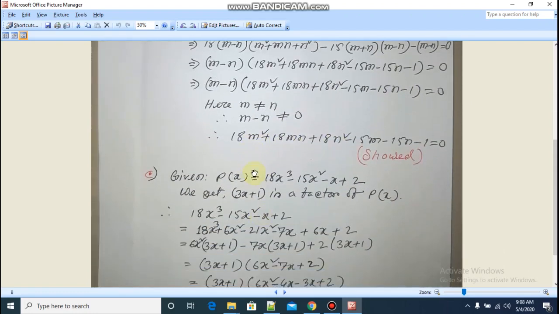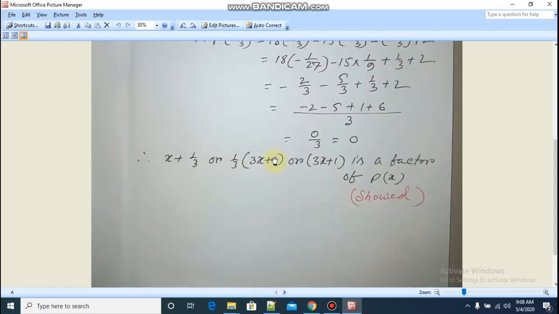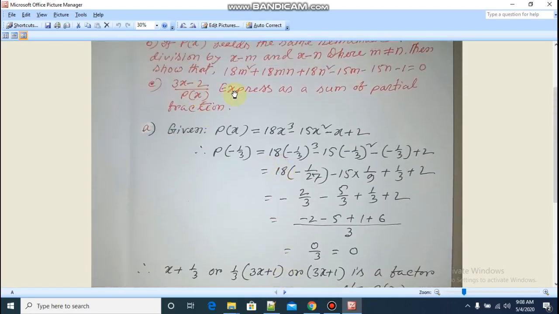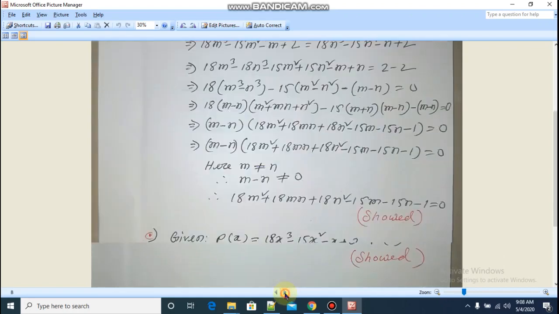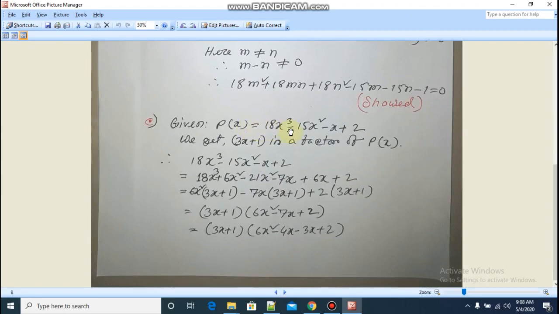Part C, partial fraction. P of x equals this. From part A, we get 3x plus 1 is a factor of P of x. Now, by using 3x plus 1 as a factor, we can factorize this.